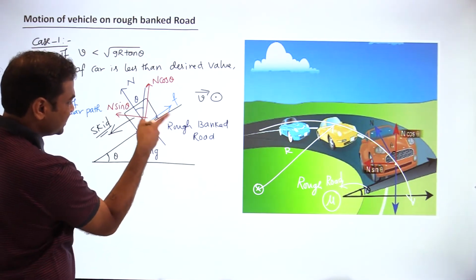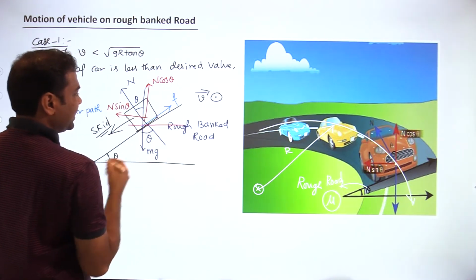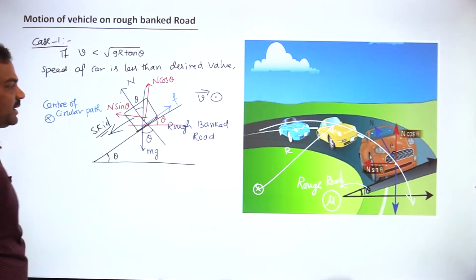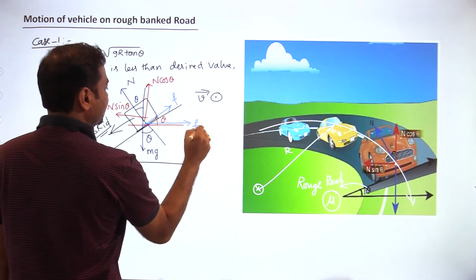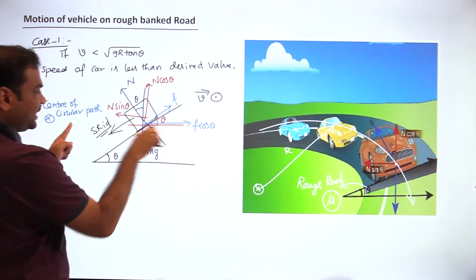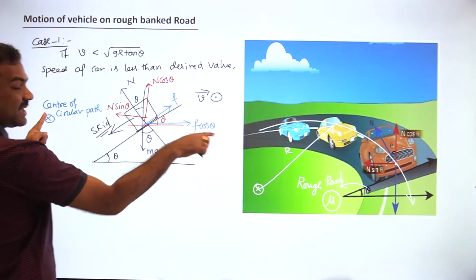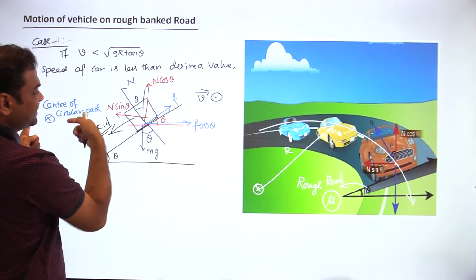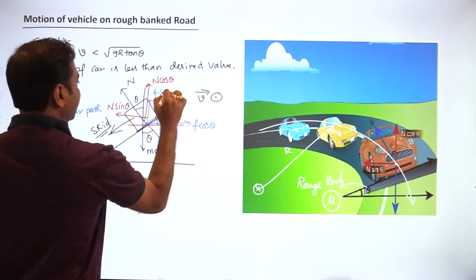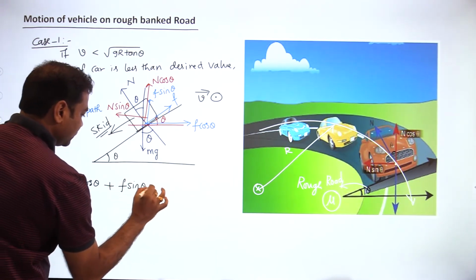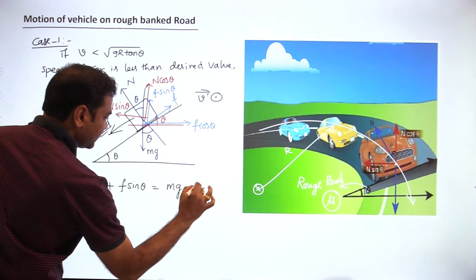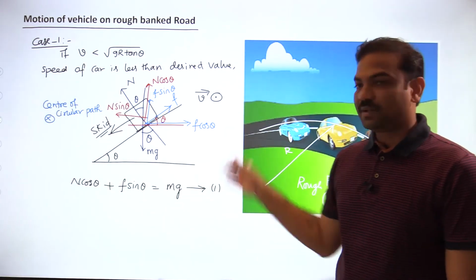But here, what is the extra force? The extra force is friction. If I make a horizontal, it will make an angle theta with the horizontal because of the inclined plane. And this force is what? F cos theta, which is acting away from the center. See, this is the center, it is acting away from the center. And N sin theta is acting towards the center, F sin theta. Okay. N cos theta plus F sin theta will be equal to what? Will be equal to mg. This is one equation. Vertically the body is in equilibrium.